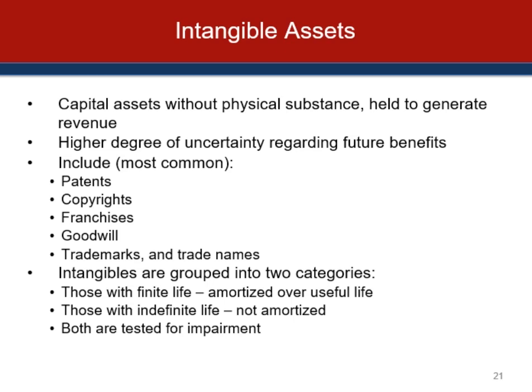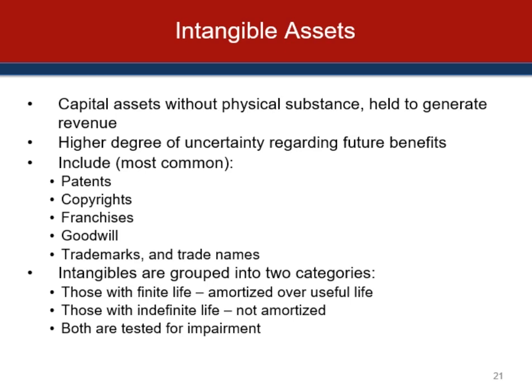It's no longer amortized. The value is tested for impairment every year, and if the goodwill can be demonstrated to be impaired, then the value would be written down to a lower value. If it's not impaired, then it just continues to stay on the books until it's no longer valuable.